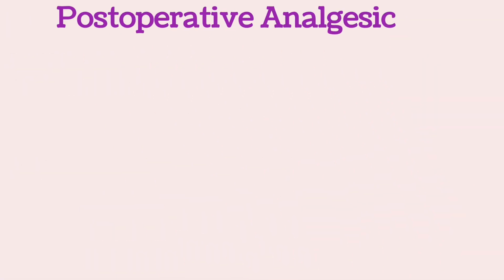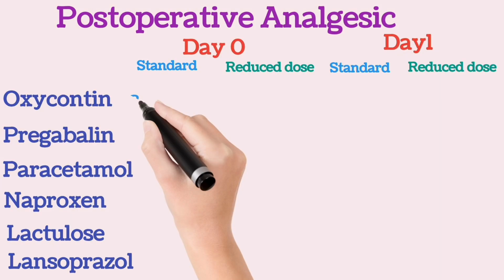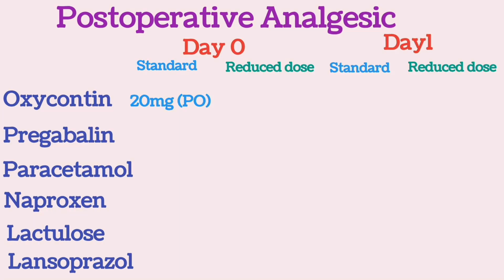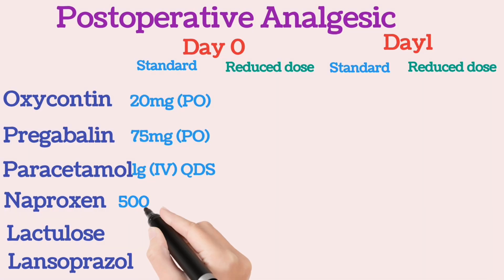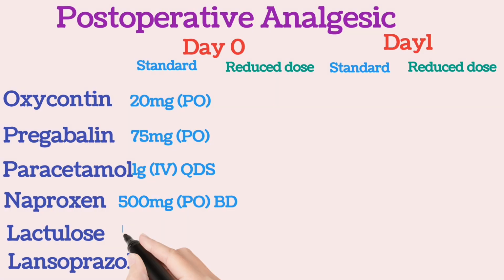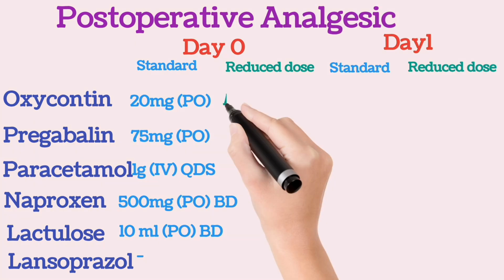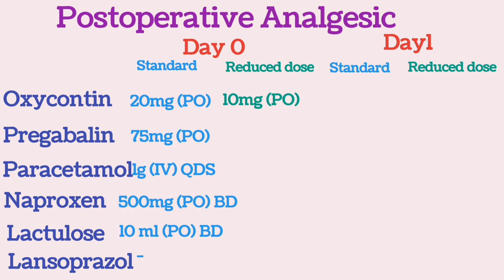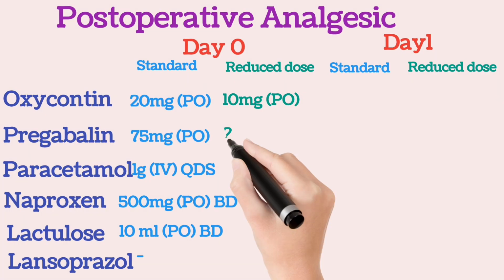For post-operative analgesia at day 0, that means the first post-operative night, we'll give oxycodone 20 mg per oral, pregabalin 75 mg per oral, paracetamol 1 gram IV infusion, naproxen 500 mg per oral, lactulose 10 ml per oral. If the patient is on the reduced dose, as we stated before, then the oxycodone and pregabalin doses should be changed.